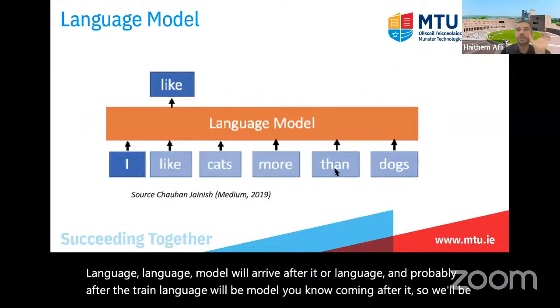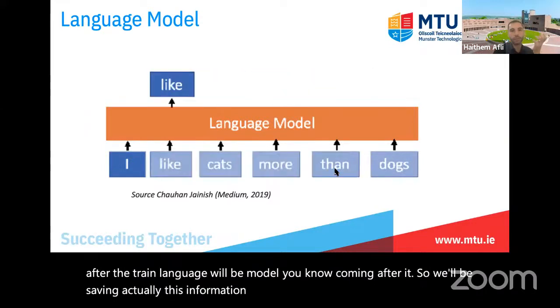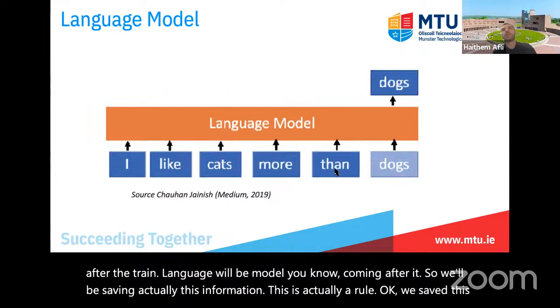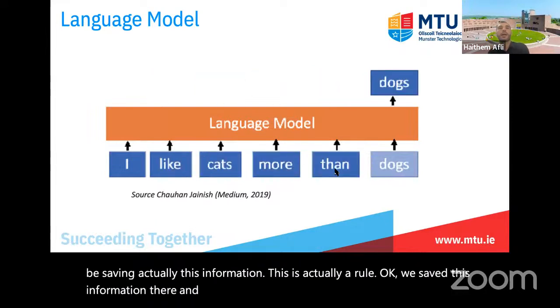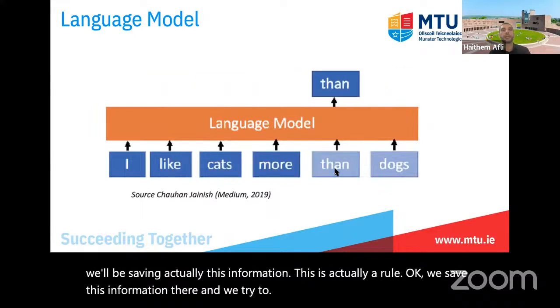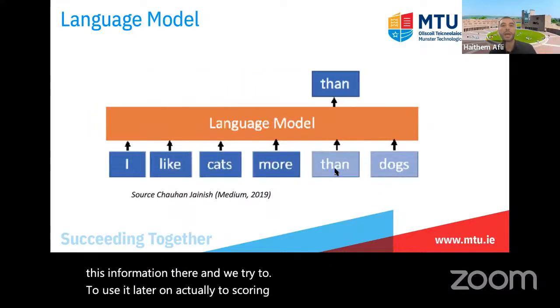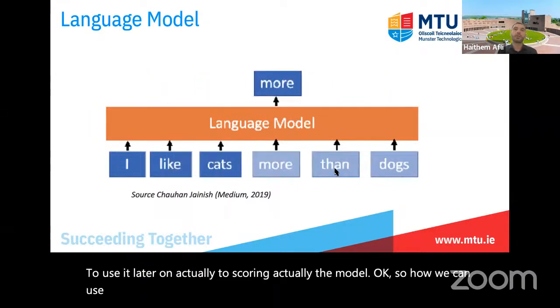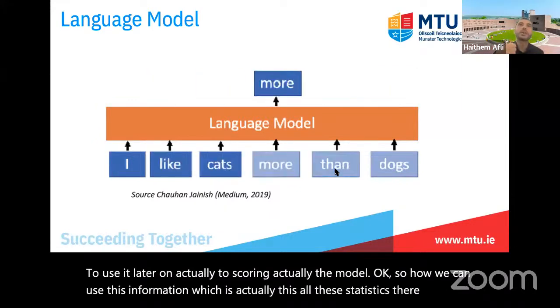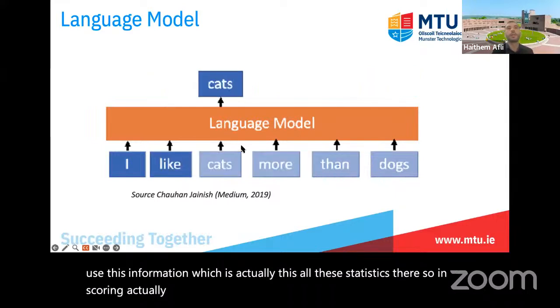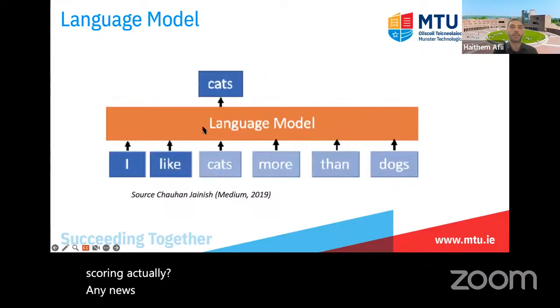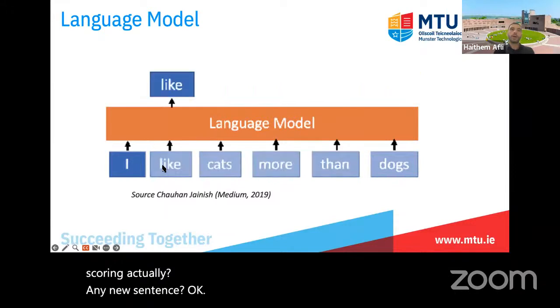So we'll be saving this information. This is a rule. Okay, we save this information there, and we try to use it later on for scoring the model. Okay, so how can we use this information, which is all these statistics there? In scoring any new sentence. Okay, so that's the idea here.